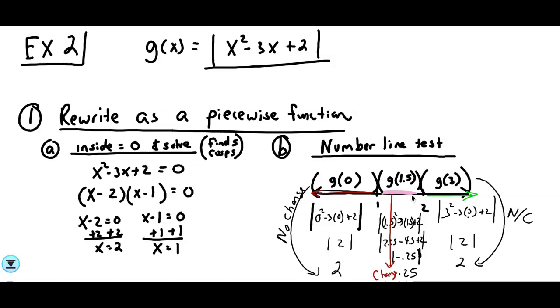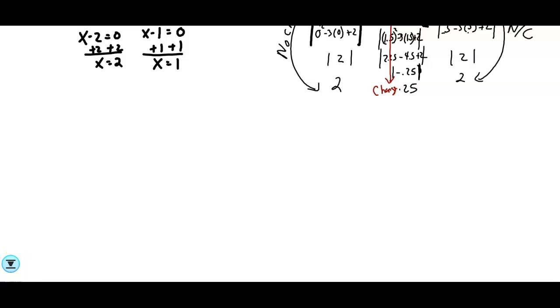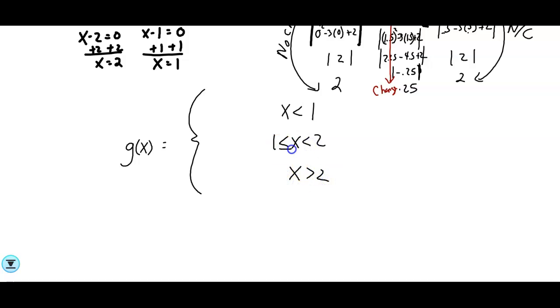So now we're ready to write out our piecewise function here. Here we go. We have all x less than 1. We have all x between 1 and 2. And then we have all x greater than 2, and you can put the equal signs in the middle there because absolute value functions don't have holes, gaps, or jumps, so we can have an equal sign there.